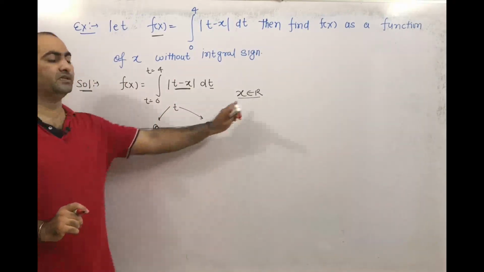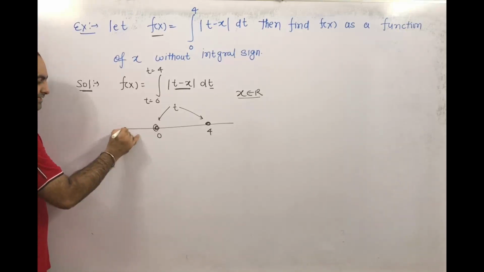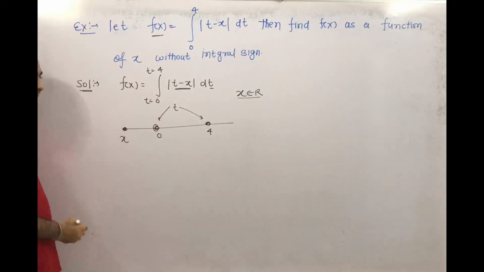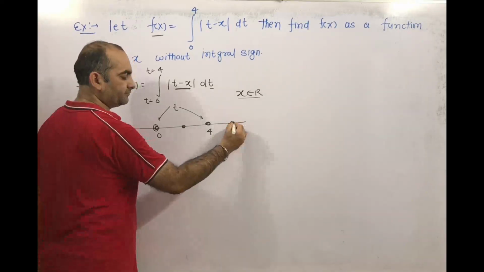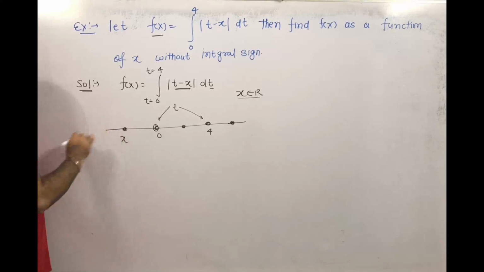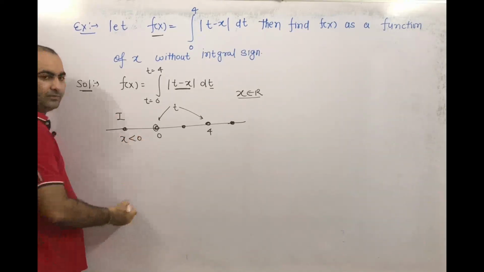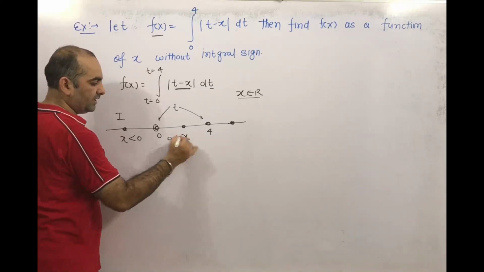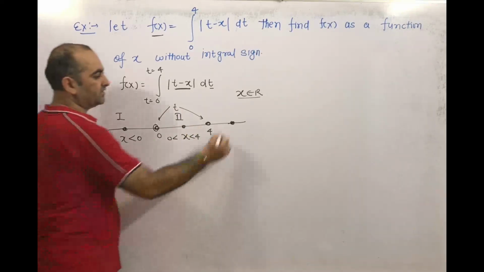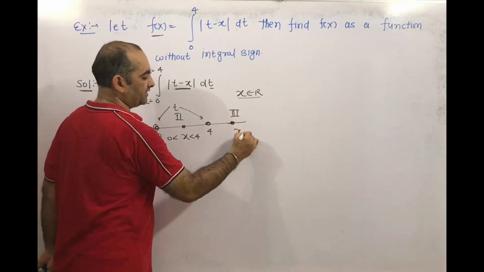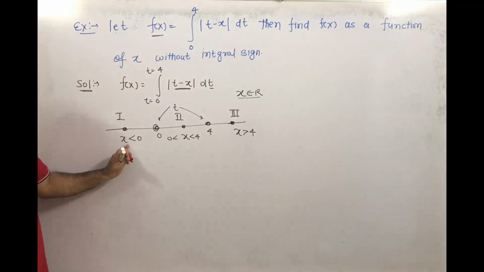For solving this one, we will make three cases. First case, x lies here. Second case, x lies here. And third case, x lies here. So three possibilities we can take. In the first portion, x is less than 0. The second portion, x is greater than 0 and less than 4. That is the second possibility. And the third possibility is x greater than 4.